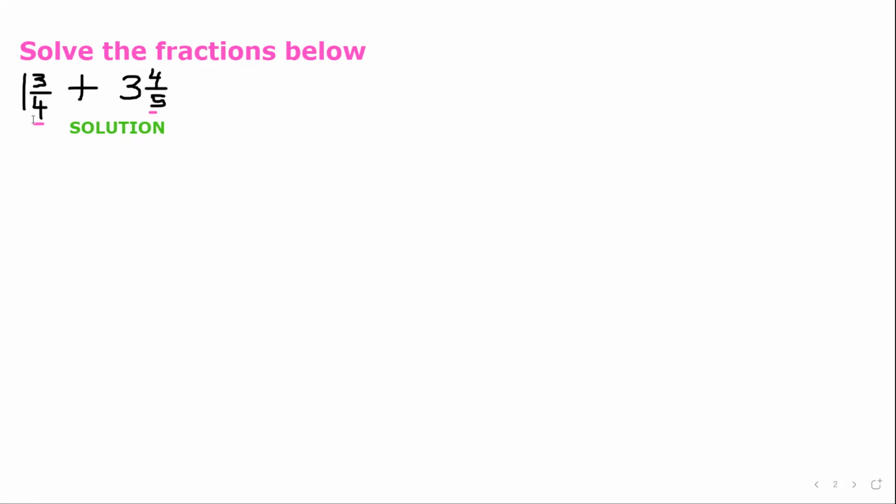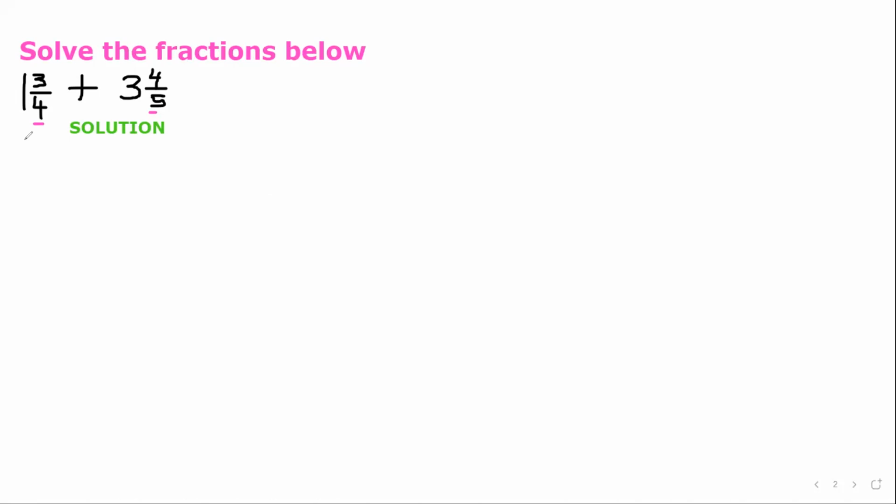Now, since the whole numbers are 1 on one side and 3 on the other side, and the sign here means what? Addition. So you can easily add the whole numbers separately, and then you solve the fractions on their own. After that, you attach the whole number to the fraction that you get. I think that will save you from converting from mixed fractions to improper. But the best way is that you change all mixed fractions to improper fractions. Now let's quickly add the whole numbers here.